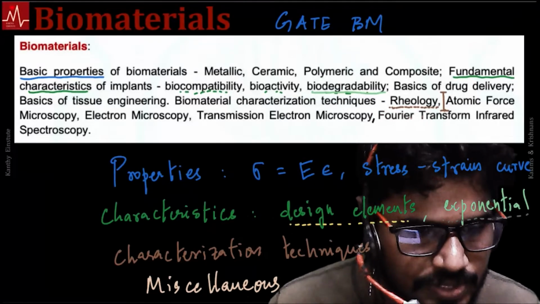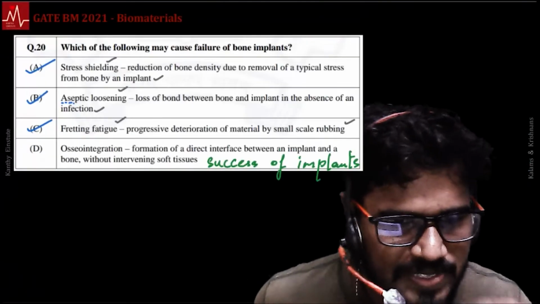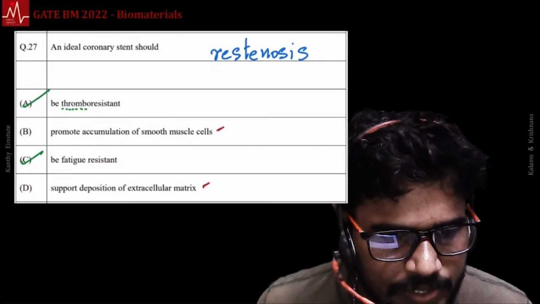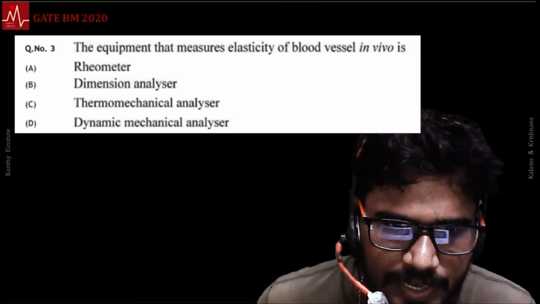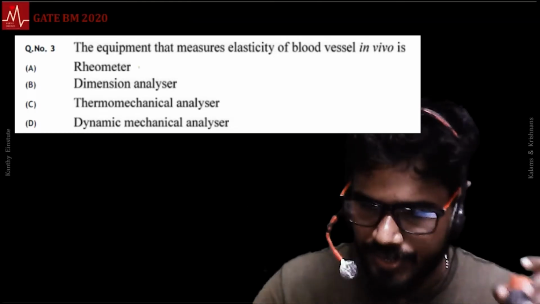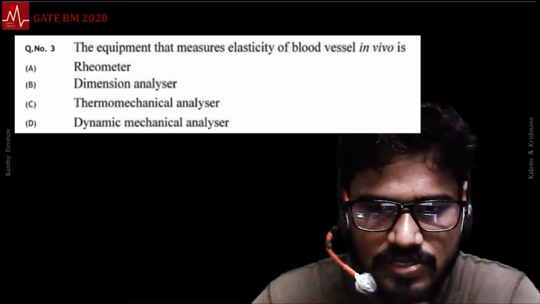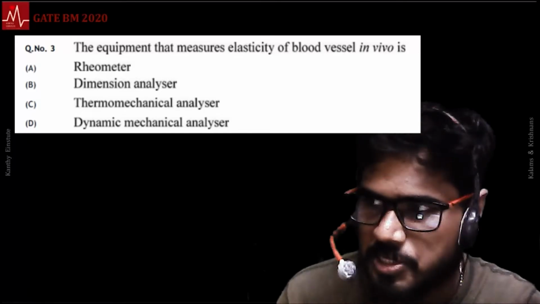Most of the questions that we've seen so far are actually from design aspects, some basic knowledge, right? These are all design aspects regarding the stent and all that. Now let's get back to characterization techniques. Second important topic: which one measures elasticity of blood vessels in vivo? Yes, in answer along with a concise supporting explanation or description.